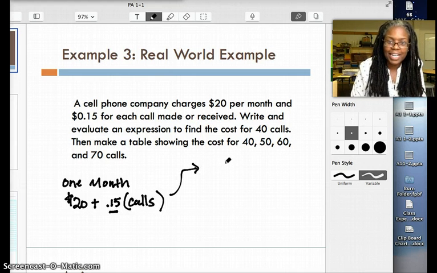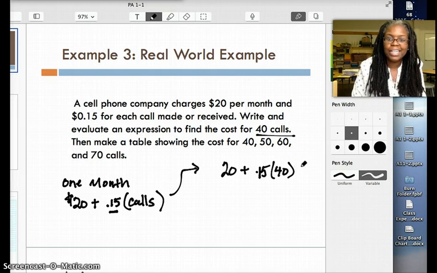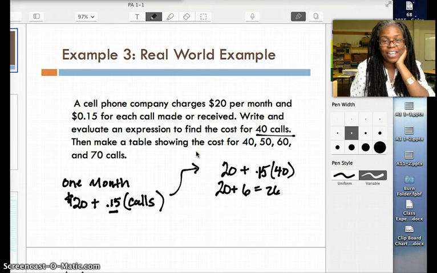So here is what we need to do. In order to utilize that to answer the first part of the question, the cost for 40 calls, we're going to take $20. We're going to add to it 0.15 times 40. When I do this, I'm going to be able to get my answer. So I get $26 as the final answer.